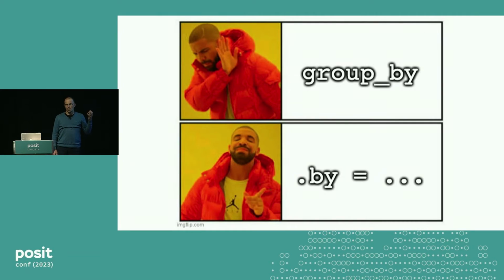Now, if you've been in Davis's talk, .by is the new kid on the block for grouped operations. Group by we do not support. This is laziness. This is because we want you to use the new syntax, and frankly, fewer things can go wrong this way. Now, what happens if you compare an integer with a string? What happens when you compare an integer with a factor?